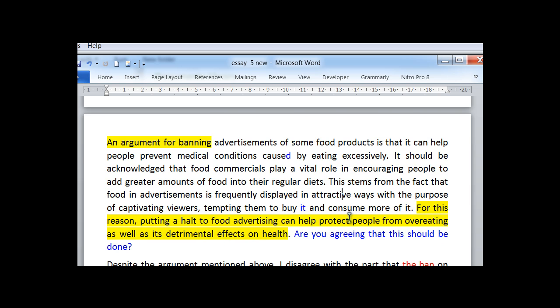And then we've got down here, I sort of presume by the end of it that this is the writer's opinion, and note that you're asked for your opinion and not other people's opinions with this essay. You can only present other people's opinions for the essay type that says discuss both views and give your opinion. This should be all about your opinion. Okay, and then later here, for this reason, putting a halt to food advertising can help protect people from overeating as well as its detrimental effects on health. So still, are you agreeing that this should be done? Could be clearer.